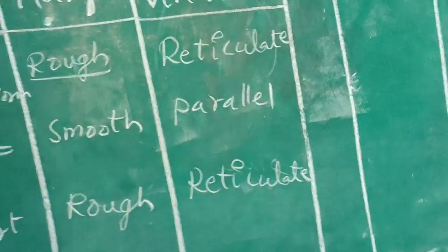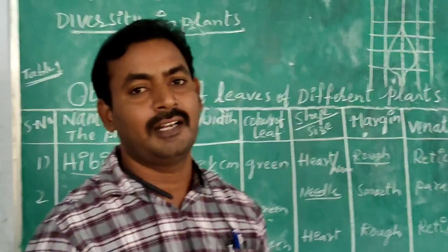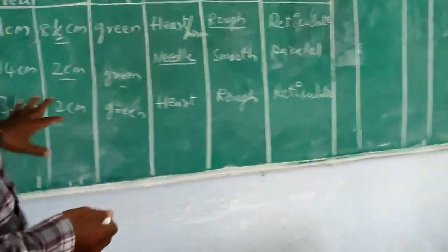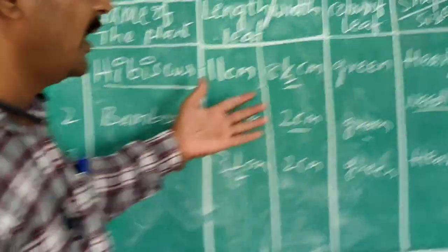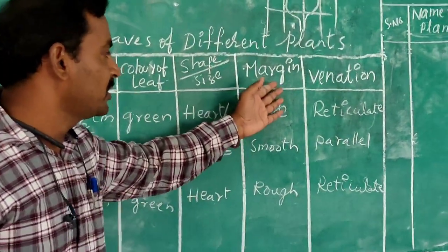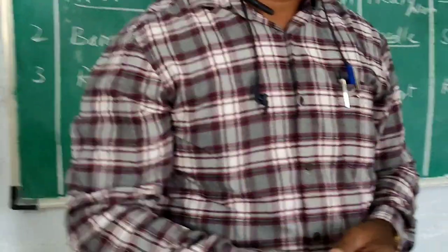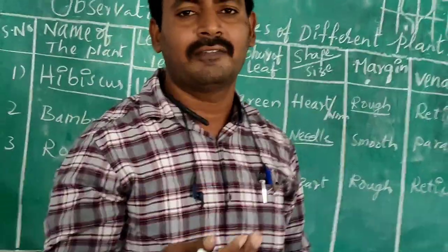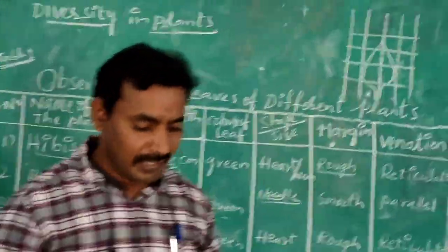So just like that, you also observe so many plants. You also collect different plants from your surroundings and observe them and try to understand the diversity of the plants. Here I'll give three examples only. You collect more plants and describe them, measure the length and width of the leaf, as well as the shape and size of the leaf, how is the marginal area, and what is the venation present in the leaf. Observe the venation and try to understand the diversity of the organisms.